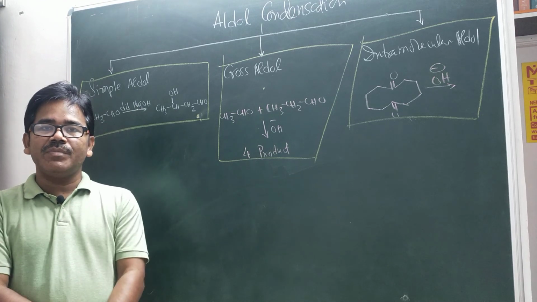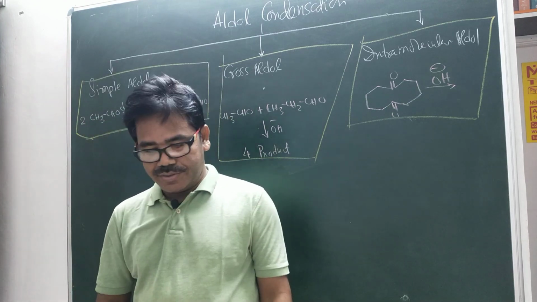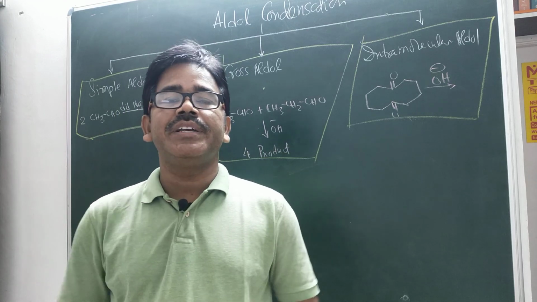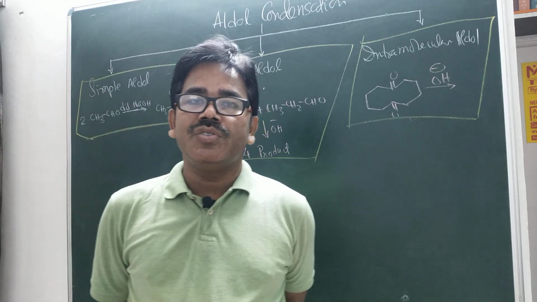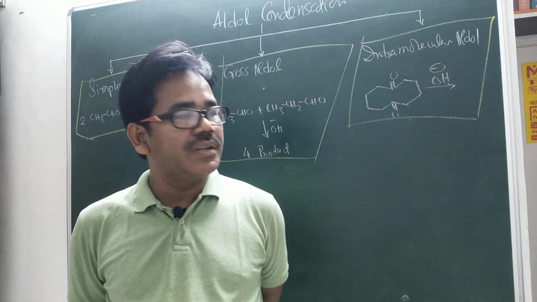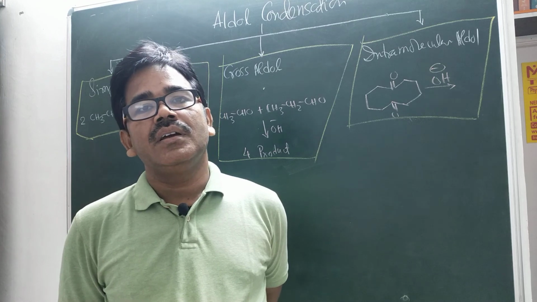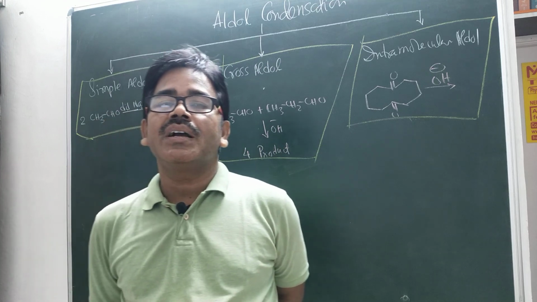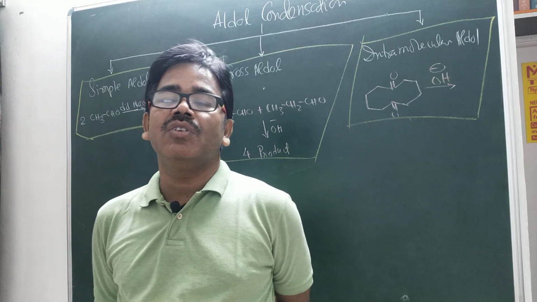Both the reactions are given by carbonyl compounds. Carbonyl compound means aldehydes or ketones. Both the reactions take place in basic medium. Of course, the Cannizzaro reaction takes place in presence of concentrated sodium hydroxide or potassium hydroxide, but this aldol condensation takes place in presence of dilute sodium hydroxide, potassium hydroxide, even potassium carbonate can be used. Even this aldol condensation can take place in acidic medium also, that I will explain.